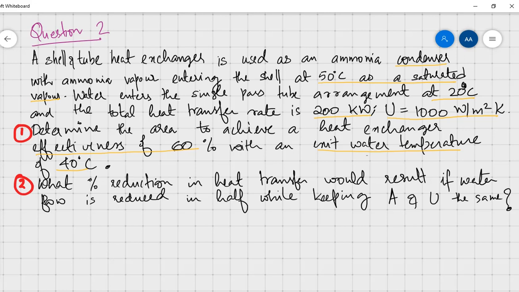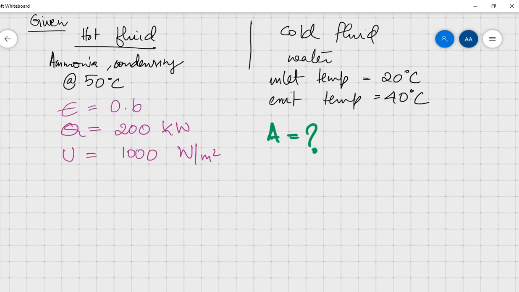There are certain things that you must be careful about in the analysis of a heat exchanger employed as a condenser or a boiler. Please pause the video here and take down what are the given values. The question may be summarized as follows. The hot fluid is condensing ammonia. The temperature is 50 degrees Celsius, while the cold fluid is water with an inlet temperature of 20 degrees Celsius and exit temperature of 40 degrees Celsius.